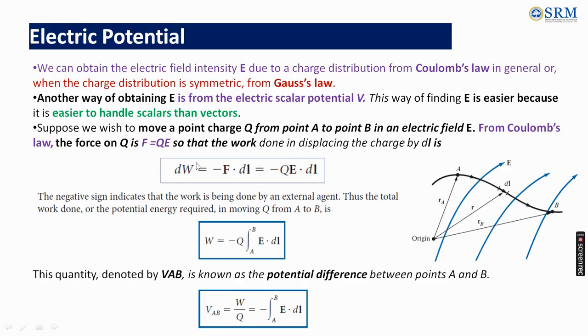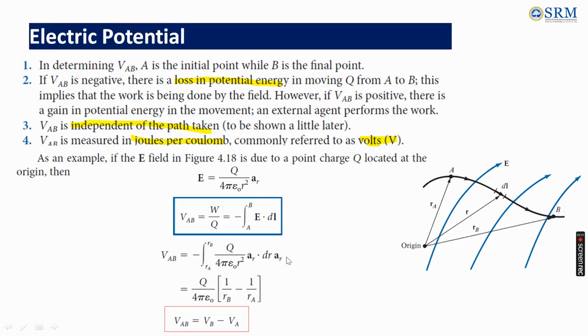And I am going to find the total amount of work done. That is equal to minus Q, since Q is constant, so I am going to integrate E dot dl over the line A to B. This quantity is called the potential difference between the points A and B. VAB is the potential difference between the points. It is the work done in moving a point charge, so work done divided by Q. If I do this in the above expression, I get minus integral over A to B of E dot dl vector.